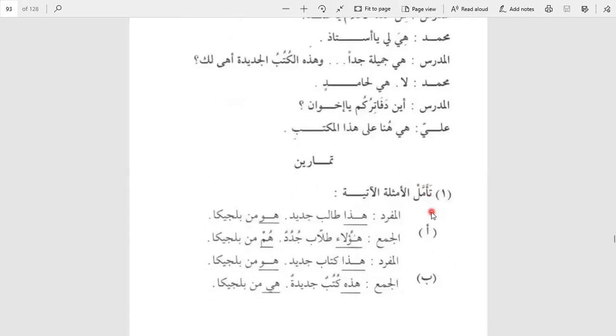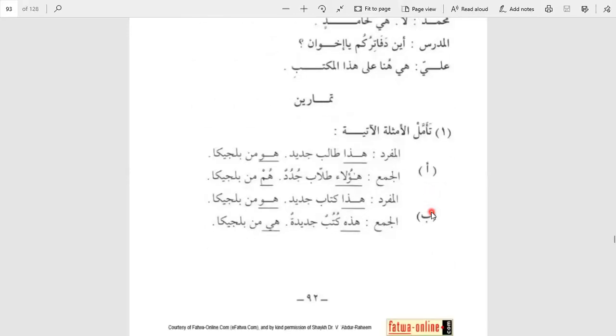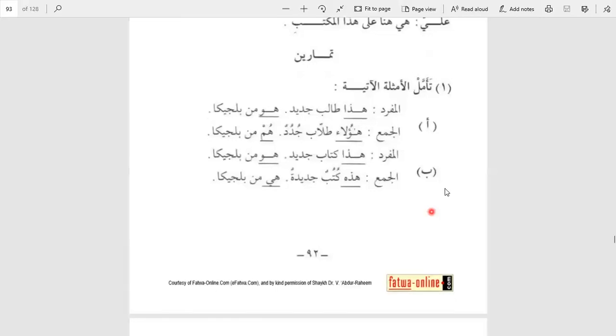So this is it. Let's look at some of the exercises as we start some of the concepts. Ta'amal means study. So we're going to study this. Ta'amal al-mithal al-ati. Ta'amal is to study, so you're going to meet this word in most cases. You're studying the concept. Ta'amal al-mithal, which is the example that follows.